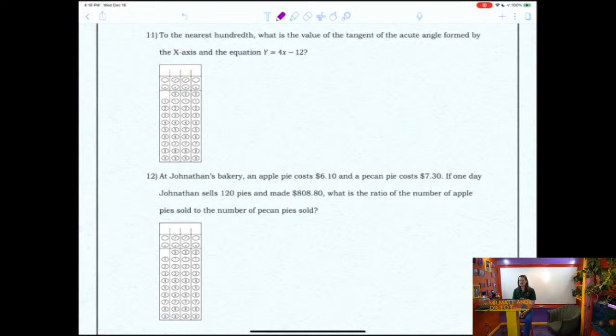Number 12 asks, at Jonathan's Bakery, an apple pie costs $6.10 and a pecan pie costs $7.30. If one day Jonathan sells 120 pies and made $808.80, what is the ratio of the number of apple pies sold to the number of pecan pies sold? So I'll give you 6 minutes, and after 2 minutes, I'll begin solving.